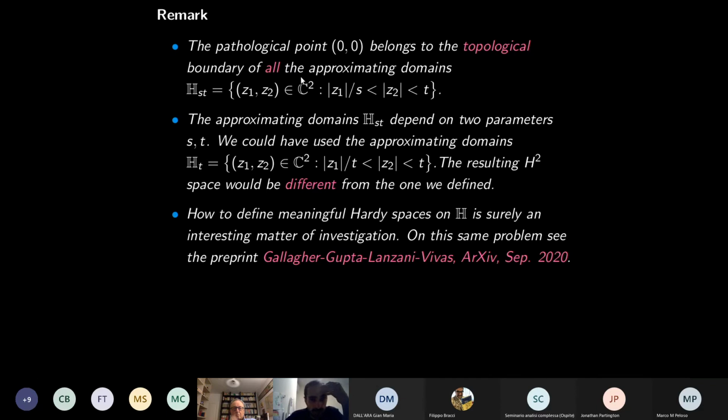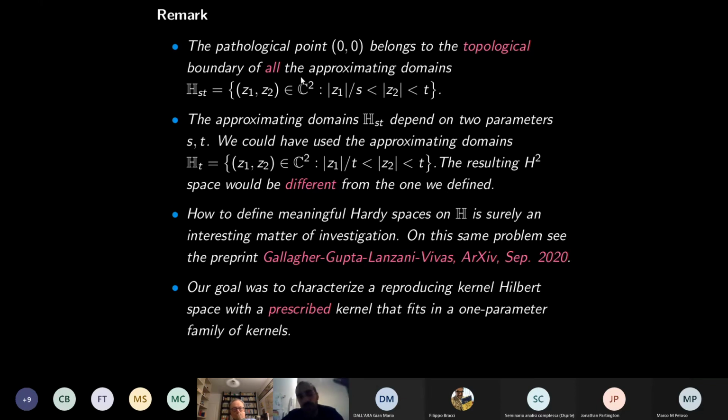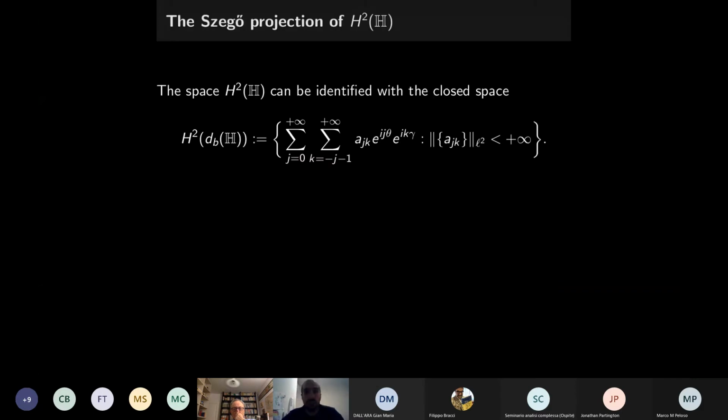And they also consider the space I defined. So for me, the goal here was that we have a family of kernels, a prescribed kernel. We wanted to find the space that has that prescribed kernel, and the space I defined is actually the space I was looking for.